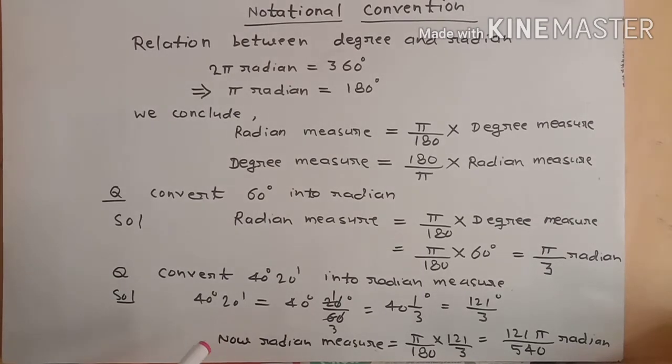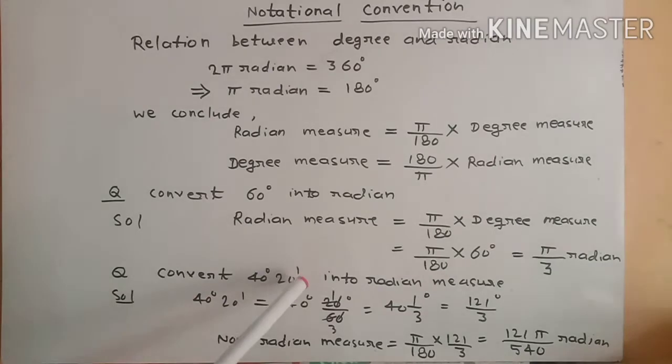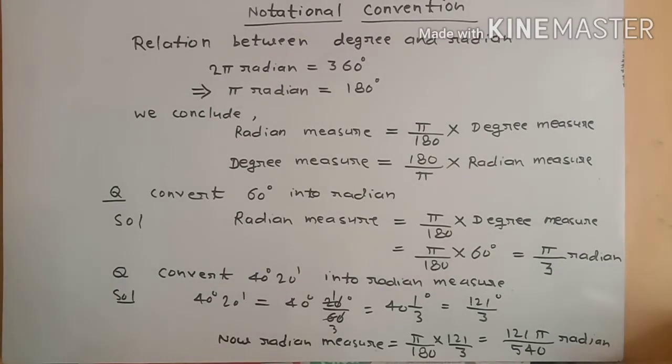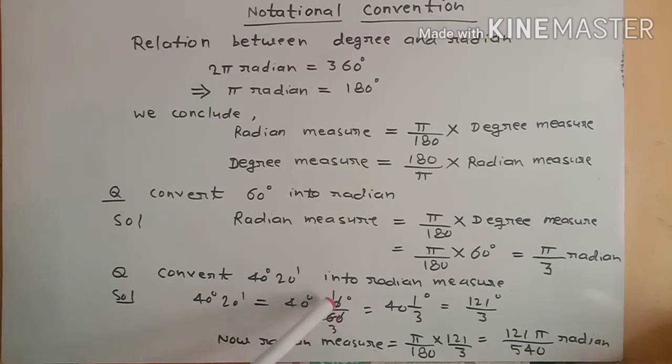Now to clear the points, we have another example: convert 40 degree 20 minute into radian measure, in which a combination of degree and minute is given. First we will convert minute into degree. As we know that 1 degree is equal to 60 minutes, we will convert 20 minutes into degree by dividing by 60. So 20 divided by 60 gives the degree measure.